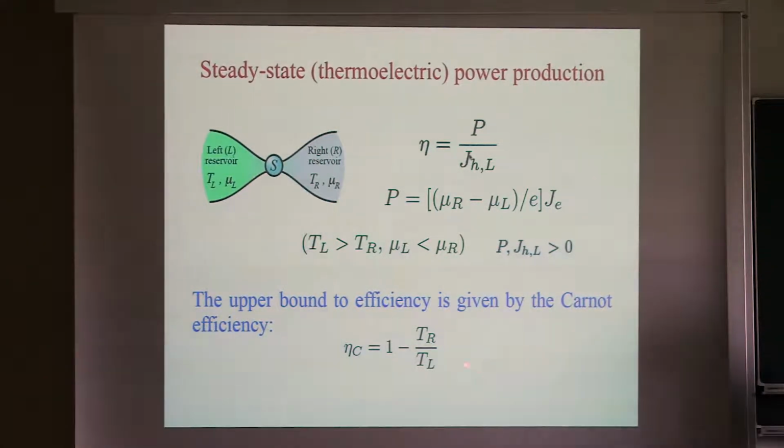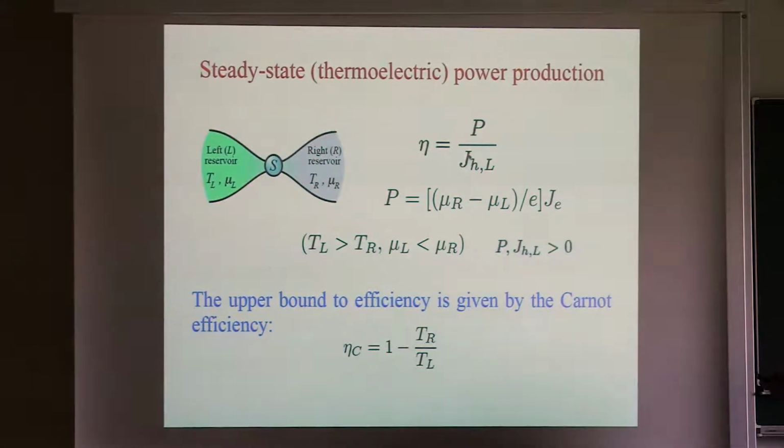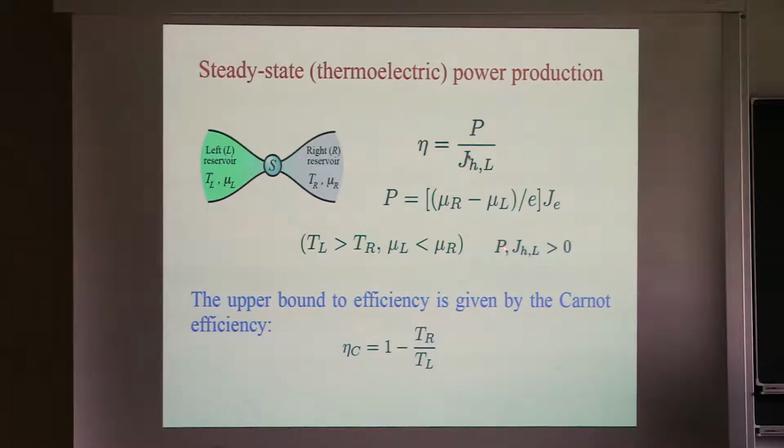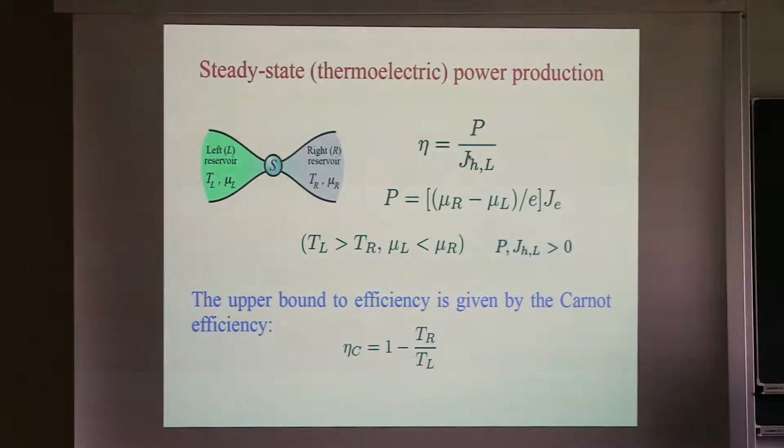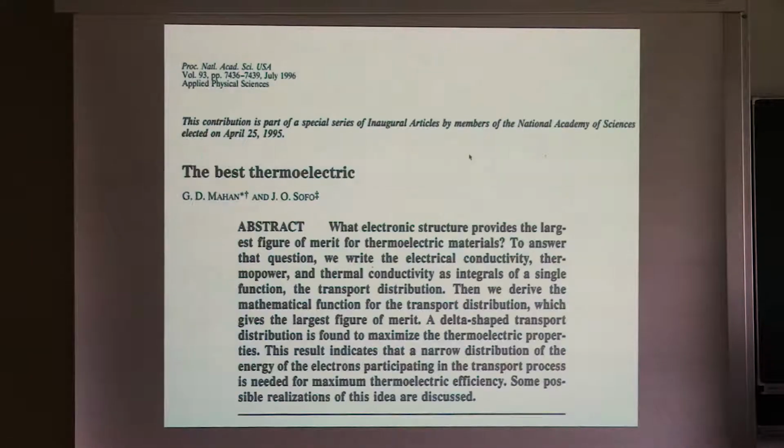So now I try to make similar arguments, but now for steady state power production. So I will frame the discussion in thermoelectricity, but you can think about thermodiffusion or other processes, thermo-something, to couple flows. So efficiency is power divided by heat extracted from the hot reservoir. And I assume that the left is the hot reservoir. If I focus on power production, then power and heat extracted from the hot reservoir are positive. Again, the upper bound to efficiency is given by Carnot, as in the previous case, of course.